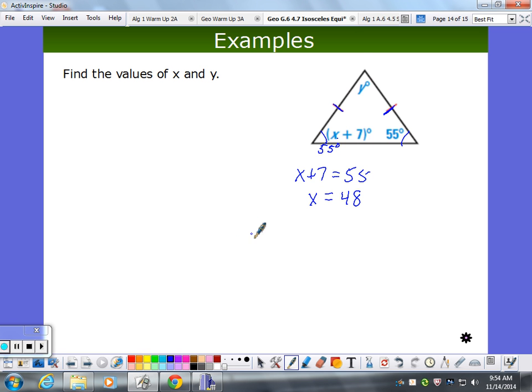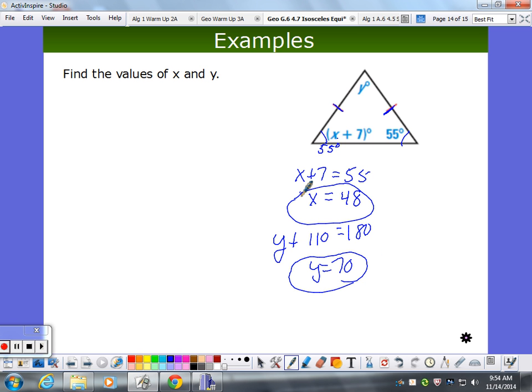You have to add up to 180, triangle sum theorem. So I'm going to say that y plus 55 plus 55, that's 110, is 180? Yes, so she's right. She subtracted that, so y is 70. So there we go. You just kind of play around with these different theorems.